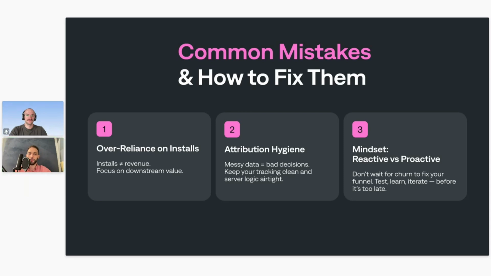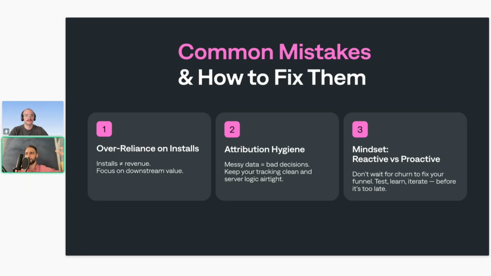And the final mistake that I would like to highlight is your mindset. You don't need to wait for churn to fix the funnel. You should anticipate it and A/B test everything. We still see a lot of teams running Apple Search Ads like it's a set it and forget it campaign. They only take action when something breaks, like trial to paid tanks or churn jumps. So that's a reactive mindset.